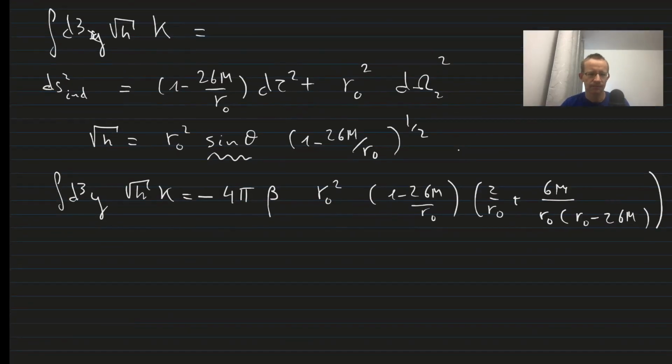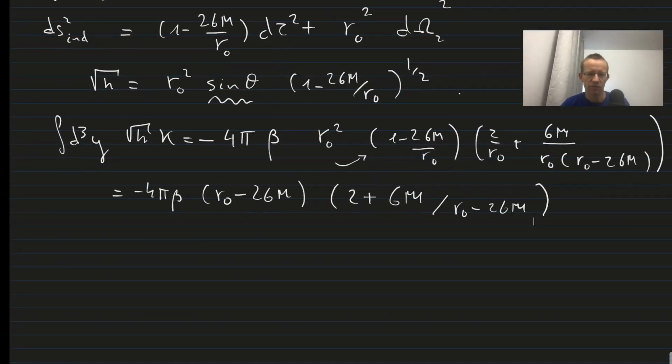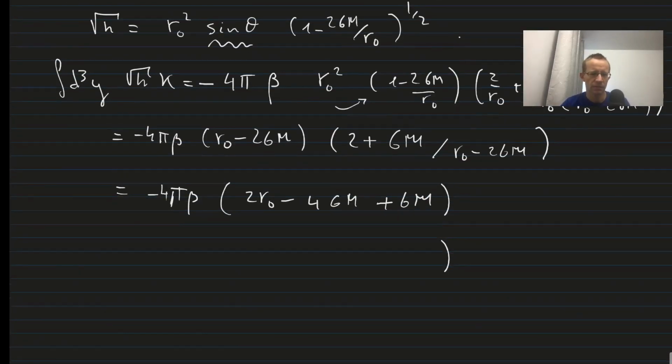All right, so then if we now multiply a few things, we multiply r naught squared through, so we get r naught minus 2gm when we pick a factor of r naught here, and then we multiply also in the last factor, so plus 2gm over r naught minus 2gm. But then we multiply the r naught minus 2gm through, and we get minus 4 pi beta times 2 r naught minus 4gm plus gm. And this is nothing but minus 4 pi beta times (2 r naught minus 3gm).